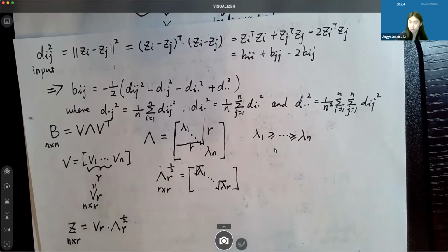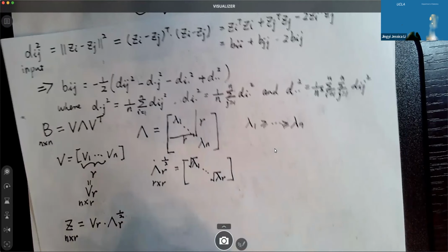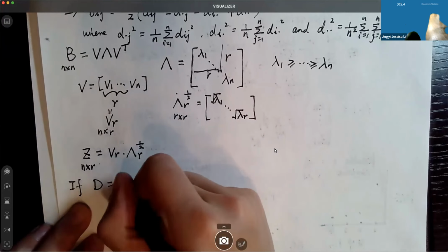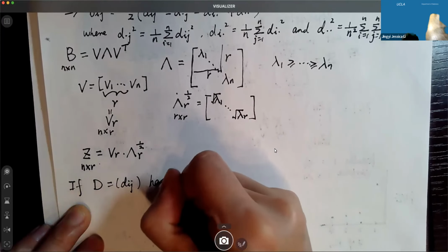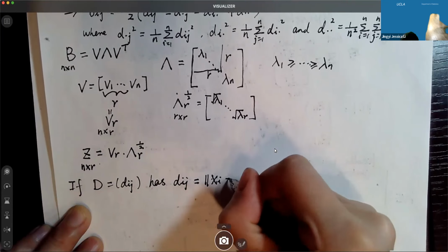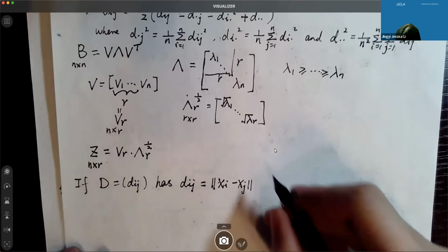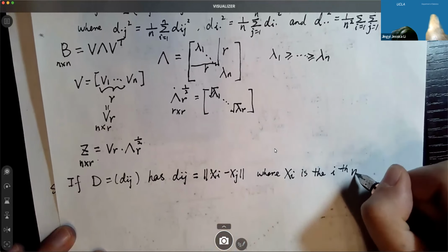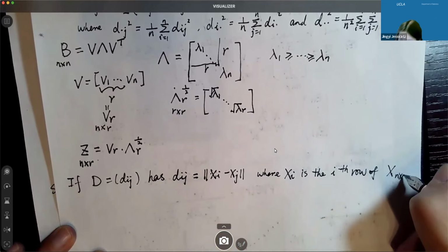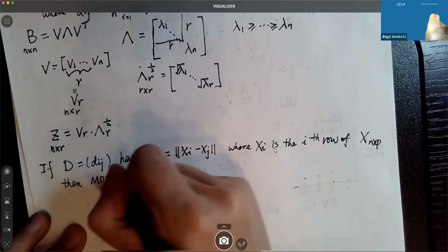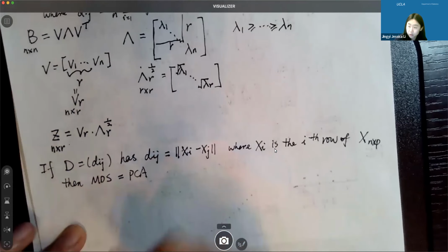And you can see the connection between this and PCA. If the input D matrix has Dij equal to the Euclidean distance of xi minus xj from our X matrix, where xi is the ith row of that n by p matrix we deal with in PCA, then the MDS we just introduced is exactly equal to PCA. So they do the same thing.